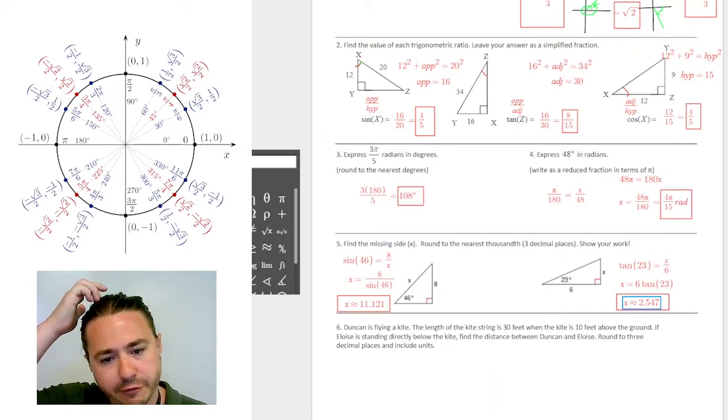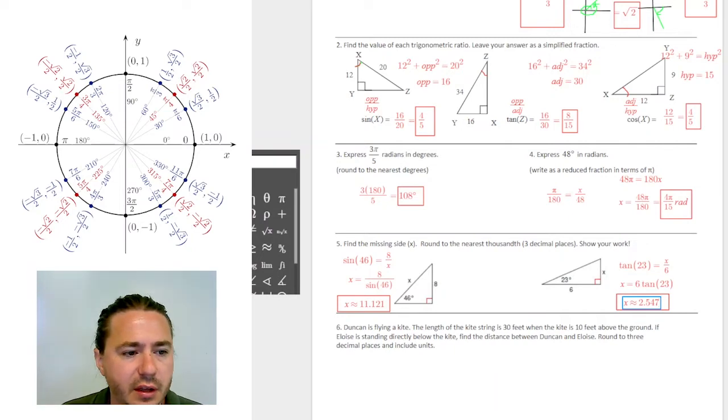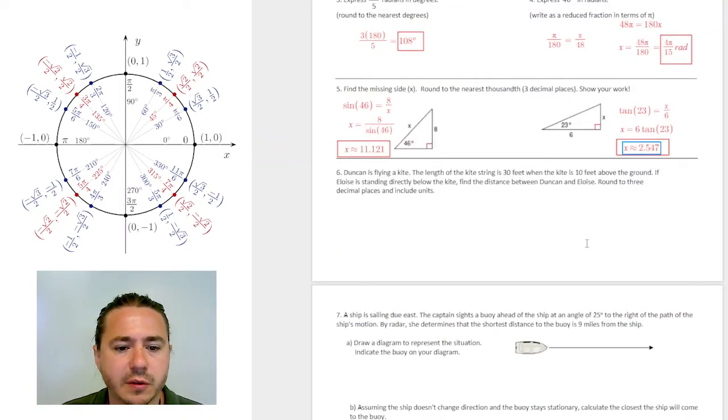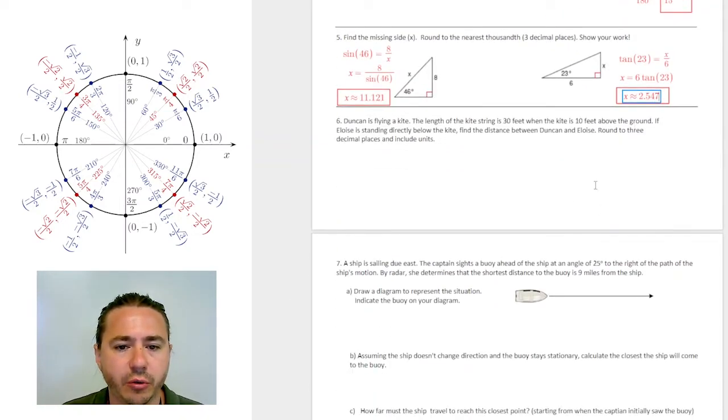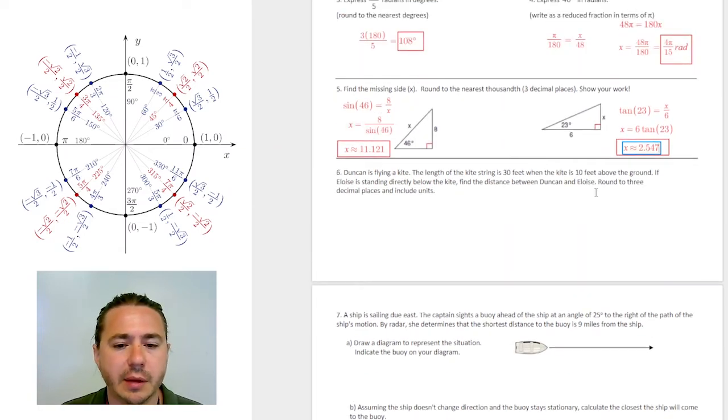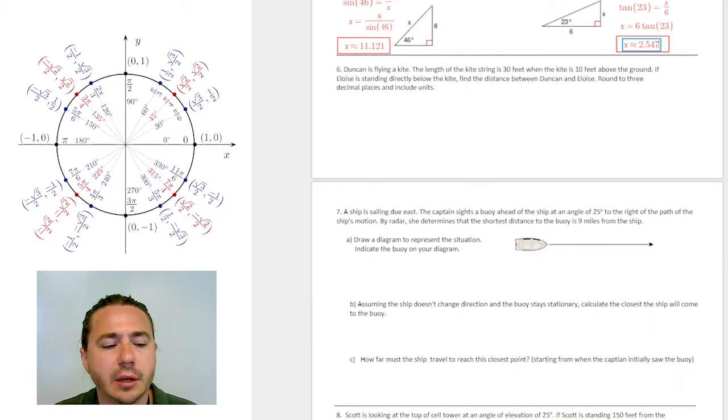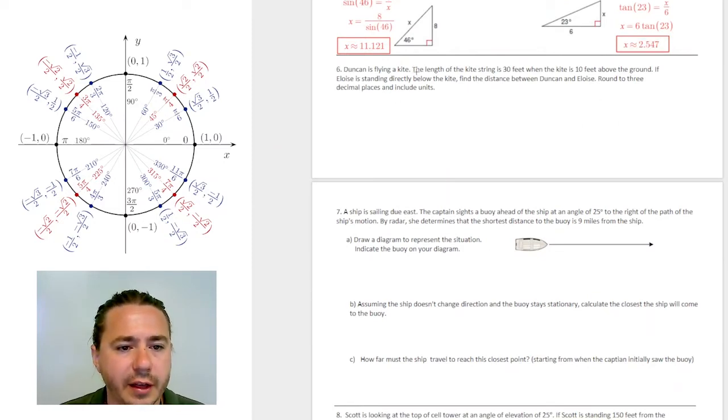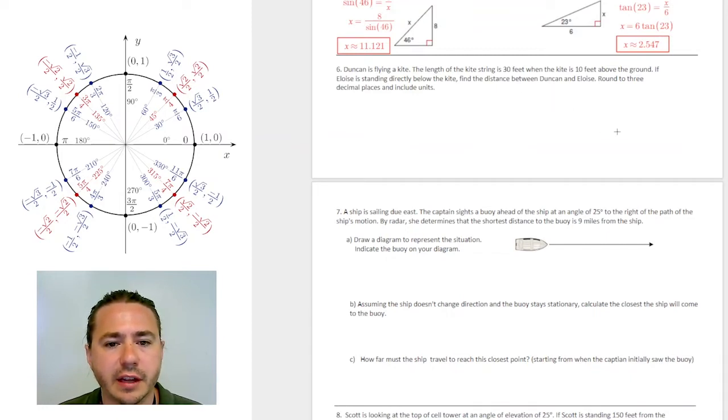So there's number 5. Number 6 is going to be a word problem, and most of these word problems that we're going to see are just going to be you setting up a right triangle and solving it like we did above. Sometimes you'll need the angle, sometimes you'll need the sides, but you really got to read carefully to figure out how to set it up. So it says Duncan is flying a kite. The length of the kite string is 30 feet when the kite is 10 feet above the ground.